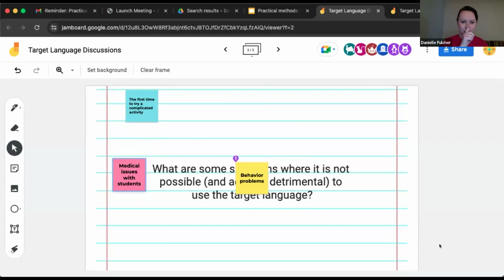And I like that you put the first time you try a complicated activity. It could be okay later on down the road, once they've gotten comfortable with the rules and the expectations in the activity. But the first time you do it, probably not a good idea.